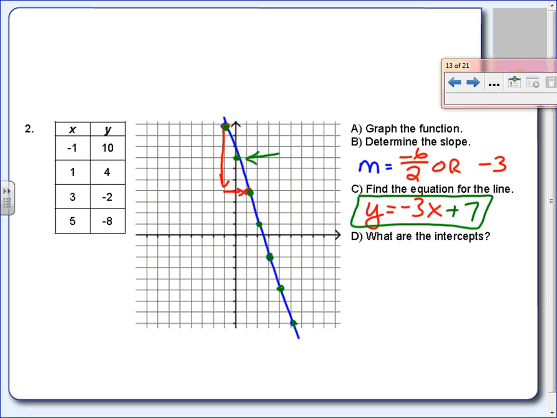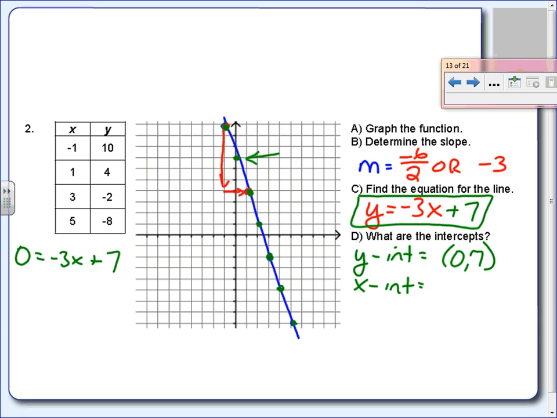So if you know your slope, go ahead and use it. And finally, let's go ahead and find the x and y intercepts. Now the y-intercept, we just said it was 7. We're just going to write it as an ordered pair. And that ordered pair would be 0, 7. The one that's going to be a little trickier here is finding the x-intercept. I'm going to do it the same way that I just showed you. I'm going to replace y with 0, and I'm going to solve for x in the equation.